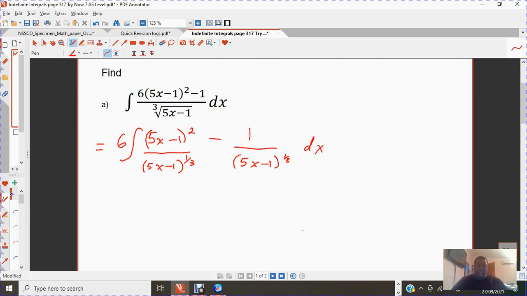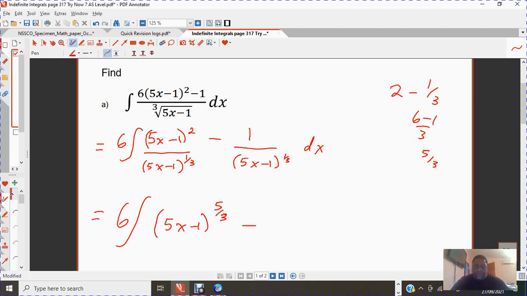So basically you have to deal with the algebra in here before you start integrating. Since you are dividing, you are going to subtract the quantities. So you're subtracting 2 minus a third, and that gives you 6 minus 1 over 3, so that's going to give you 5 over 3. Now I have 5x minus 1 raised to the power of 5 upon 3 minus, and here again this one becomes simple. It's just going to be 5x minus 1 raised to the power of negative a third dx.